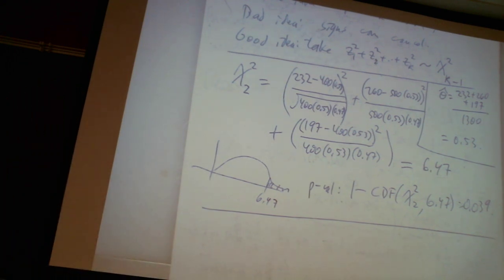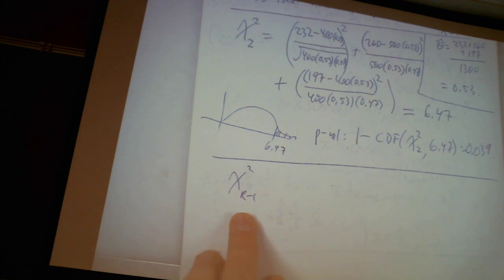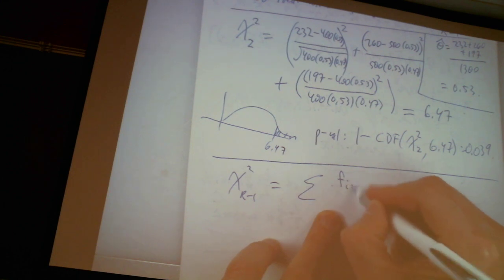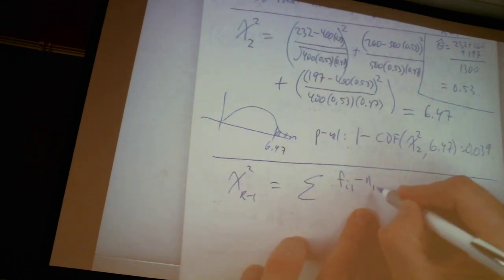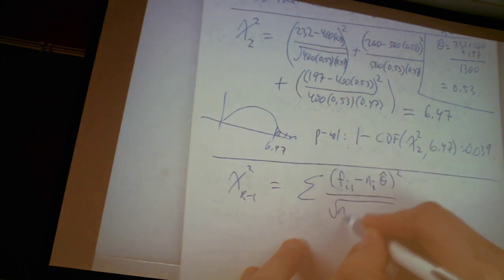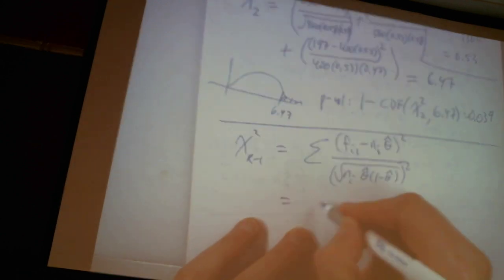Okay, all right, you're going to have a homework problem. I'm out of time. The general setup of the chi-squared, let me just say, chi-squared with k minus 1 degrees of freedom will be a sum. I'm just summarizing what we did here. The frequencies Fi1 minus Ni times theta hat, squared, divided by Ni times theta hat times 1 minus theta hat. So that was the sum, and you're going to have a homework problem to convert this into another way of doing things.